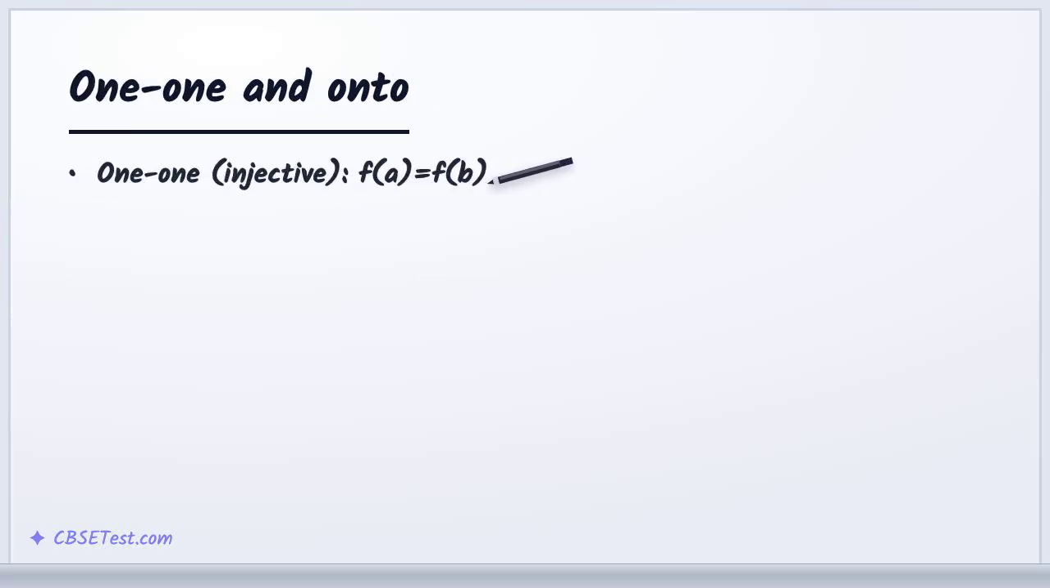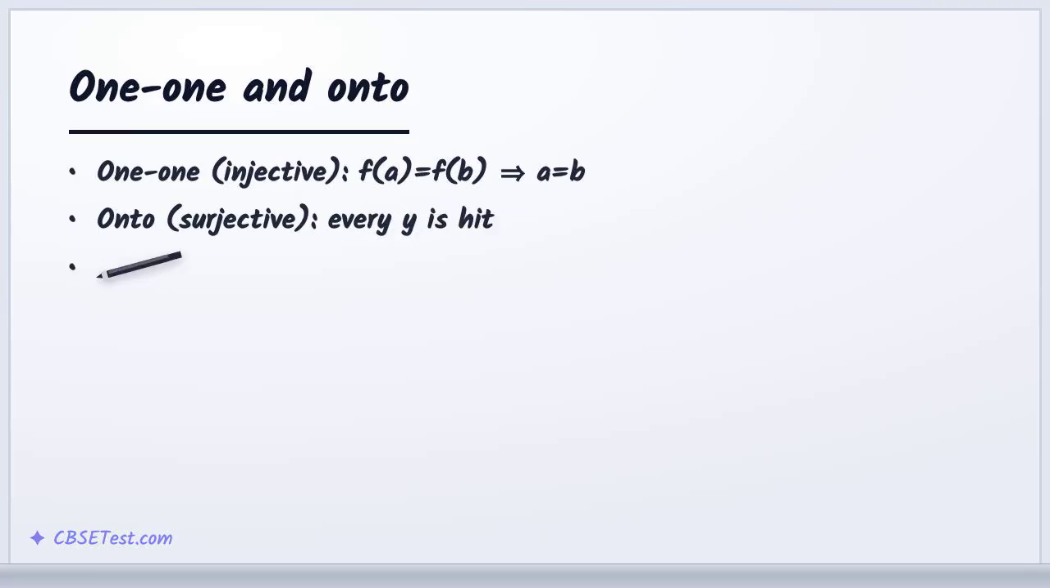A function is one-one or injective if different inputs give different outputs. It is onto or surjective if every element of the codomain is an output. A function that is both is called bijective.